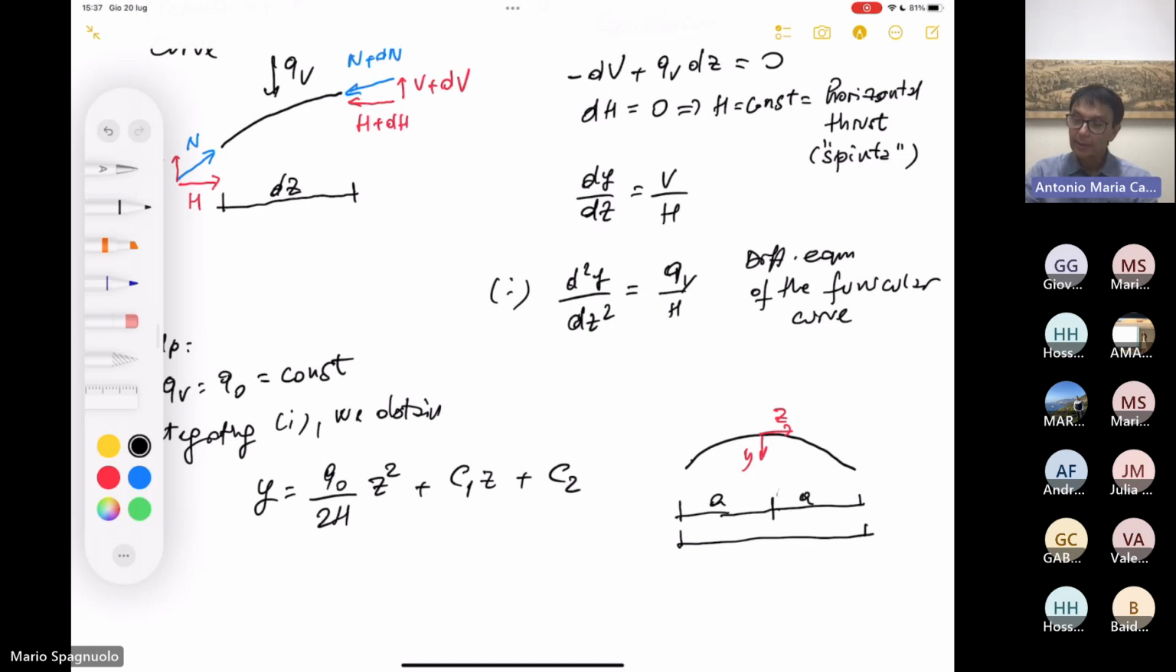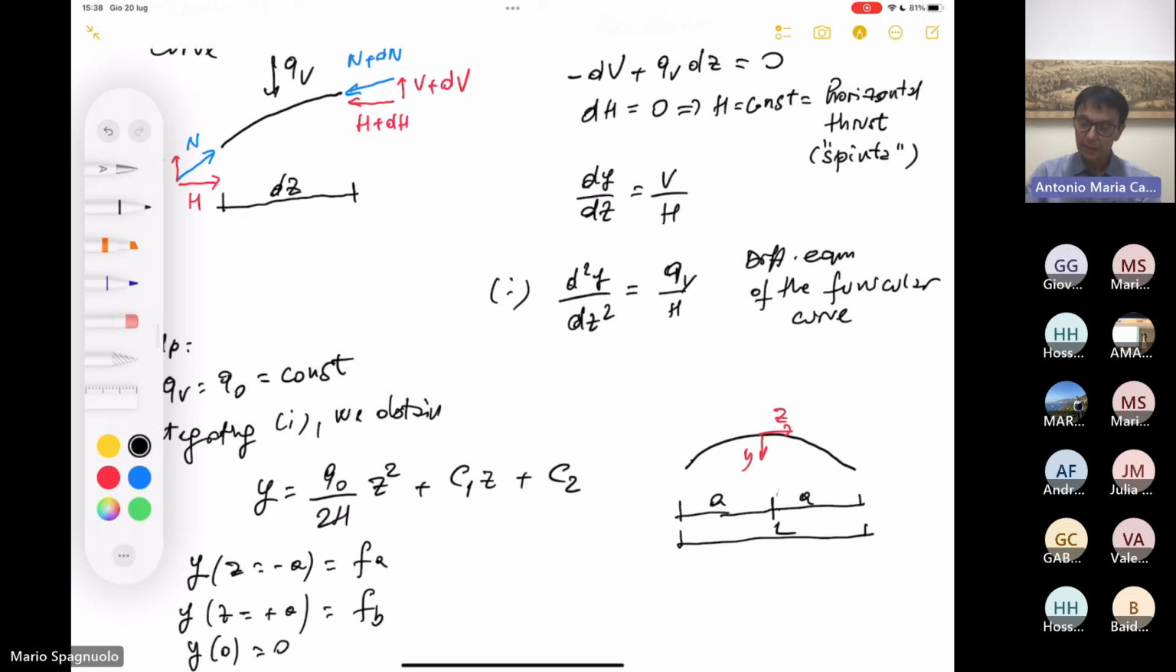And this is L. So we have to require that y at z equal to minus a is equal to a given value f_a, and y at z equal to plus a is equal to another value f_b. These could also be different, but we are referring to this special case in which a is equal to L over 2, and finally y of 0 is 0.